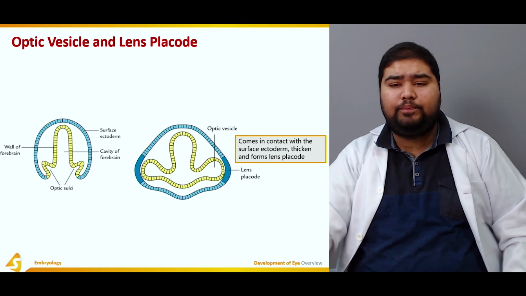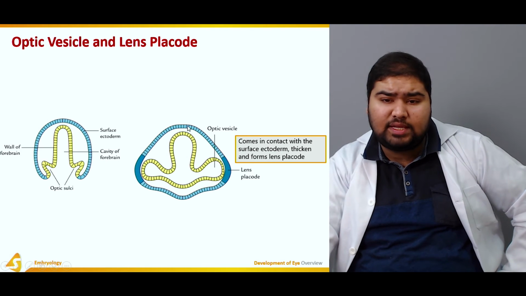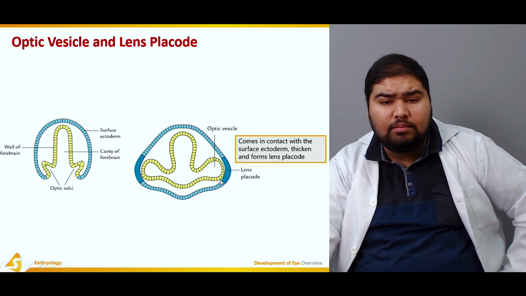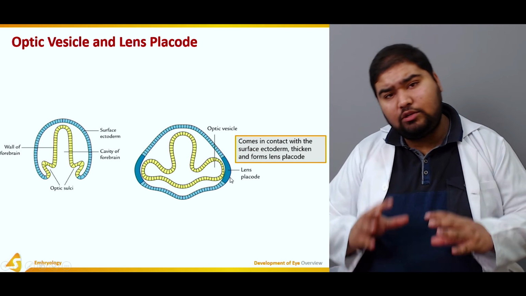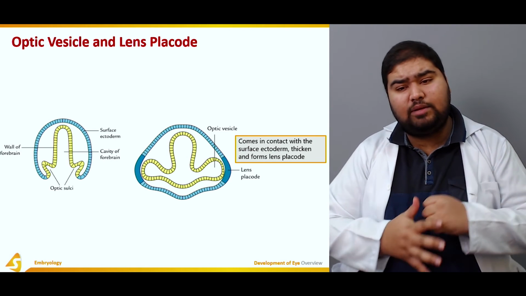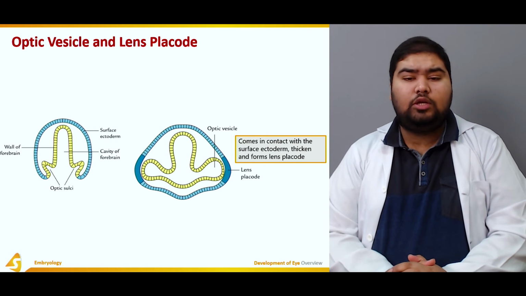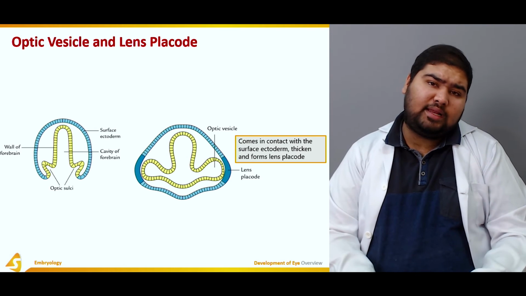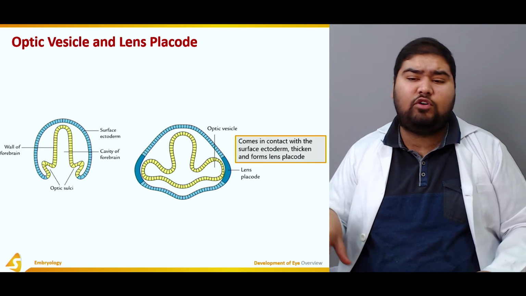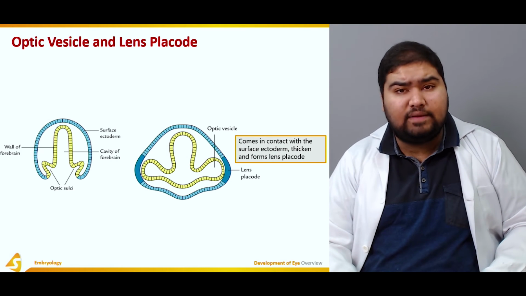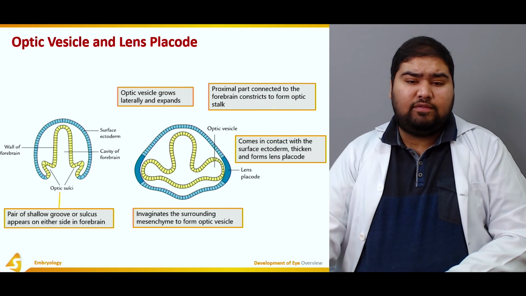And now the distal part comes to lie in contact with the surface ectoderm. So this in blue is the surface ectoderm. Now it comes into contact with the surface ectoderm, and at the point of its contact with the surface ectoderm, there is thickening and formation of the lens placode. So initially an optic sulcus was formed which moved laterally, enlarged, and induced the formation of the lens placode in the surface ectoderm. So this is the entirety of it.